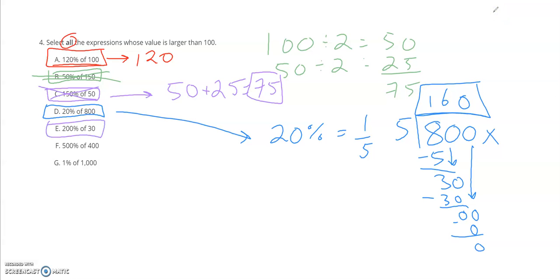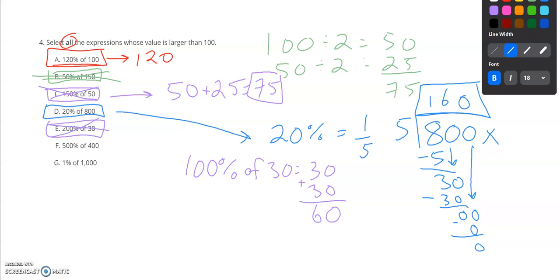200% of 30. I know that 100% of 30 is 30. Another 100% would be 30 more. So 200% is 60, which is not greater than 100.